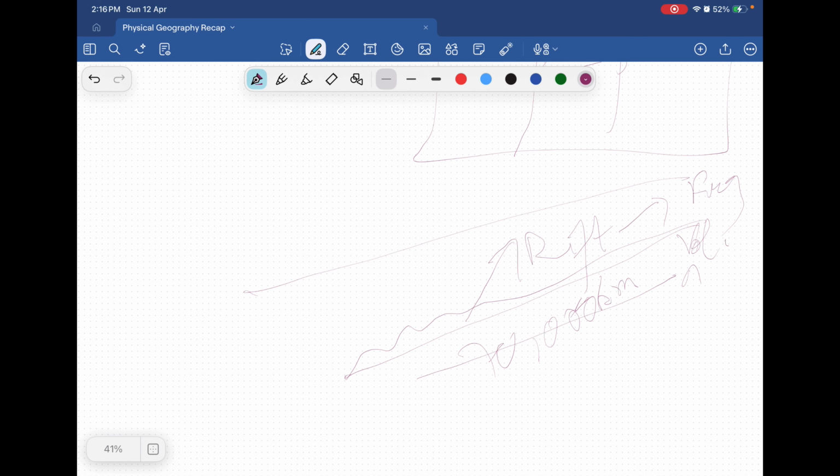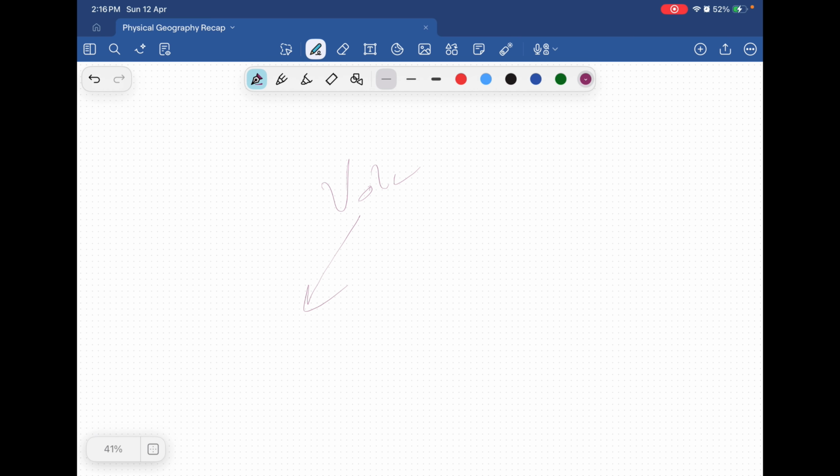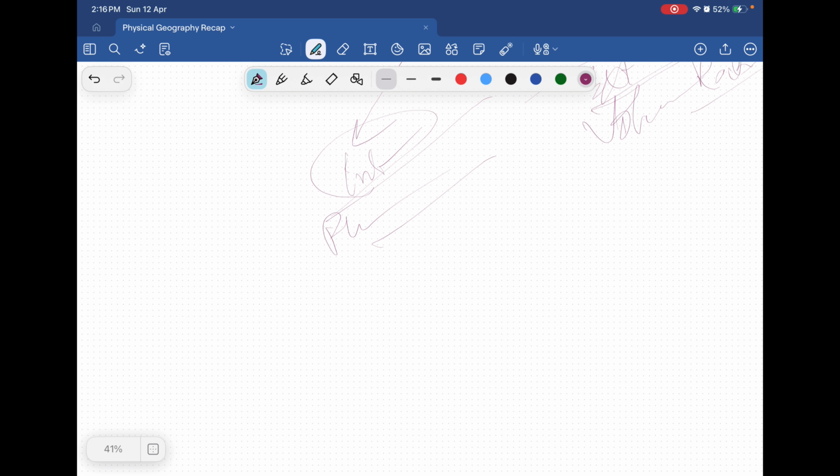Then next comes volcanic landforms. Volcanic landforms can be either intrusive or extrusive. Intrusive are formed within the earth's surface. Extrusive are on the surface of the earth. The extrusive landforms are basically formed of volcanic rocks, so these are rocks that have cooled down on the surface of the earth. Intrusive landforms are formed by plutonic rocks, and these are rocks which cool down in the interior of the earth.